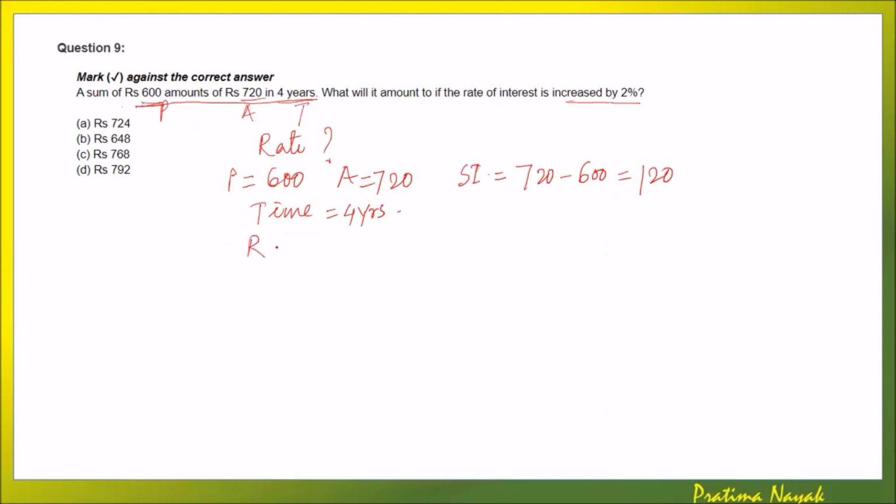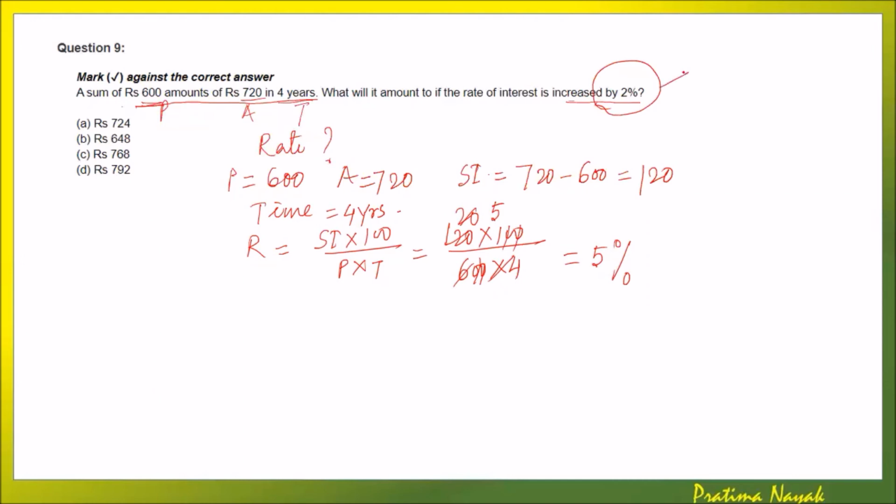Then I'll get the rate. Rate is equal to SI into 100 by P into T. SI is equal to 120 into 100 by 600 multiplied by 4. Zeros cancel. 6 twos are 12, 4, 5. So the rate of interest is 5%. Now it is increased by 2%. So the new rate becomes 5 plus 2, 7%.